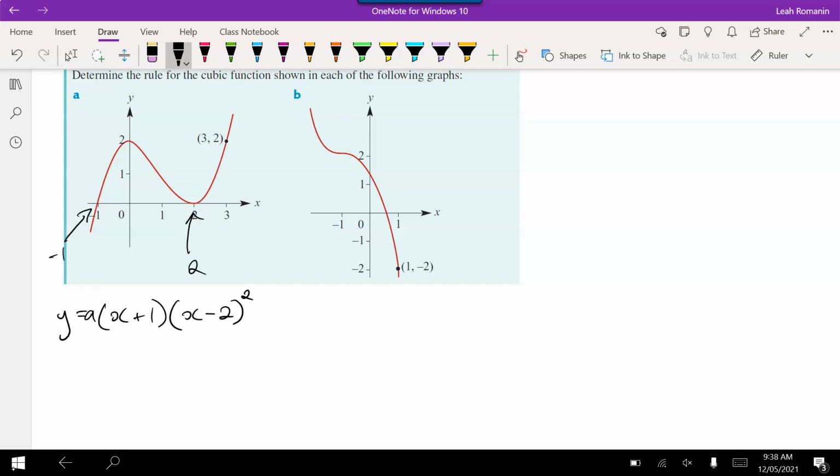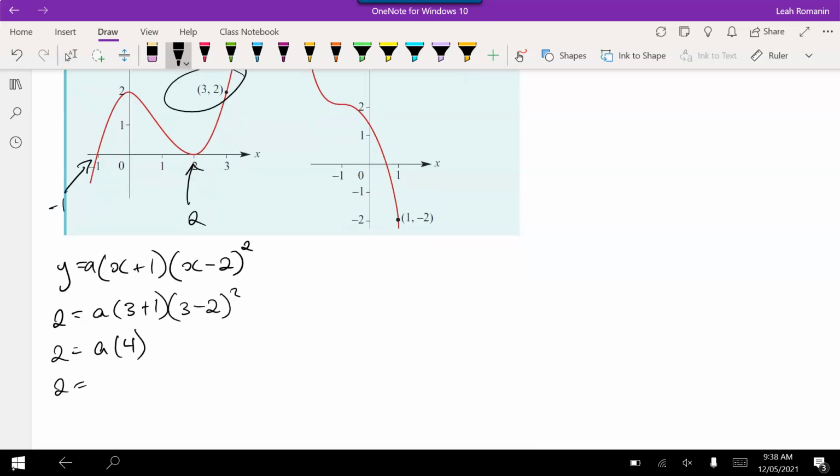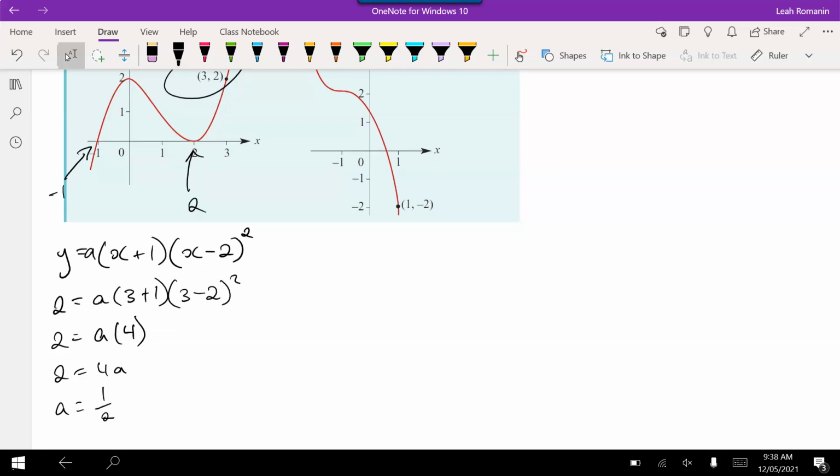Now we need to substitute in my second point, which they've given me up here, that (3, 2). You're going to use that point to find a. There's never going to be unnecessary information given to you, so you know you're going to have to use that point somewhere. So if you've forgotten about the a, I'm hoping that that coordinate will trigger you to think there's another point that I need to find. So again, I'm going to substitute in 2 for y and 3 for x. So 3 plus 1 is 4, and then 3 minus 2 is 1, squared is just 1. So 2 is equal to 4a, so a is going to be equal to 1/2. And that's pretty much it for that one.